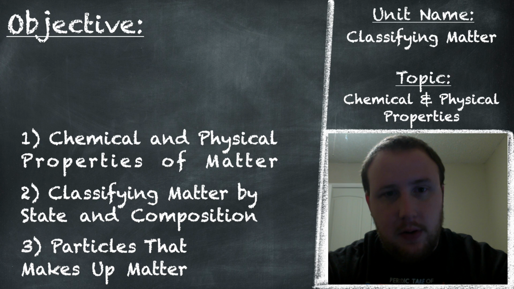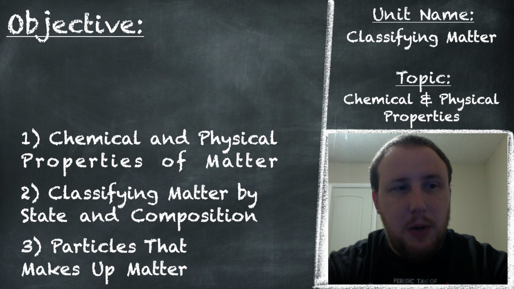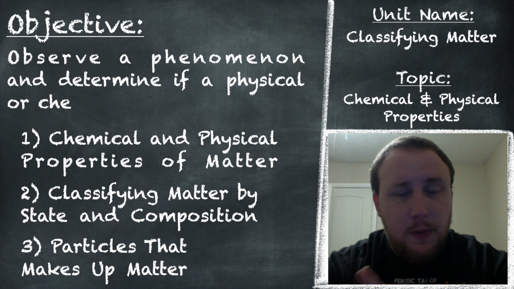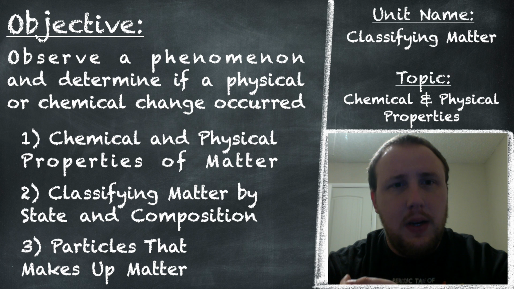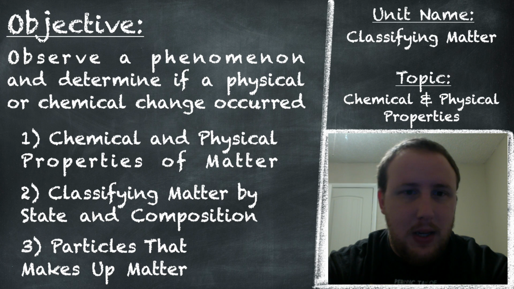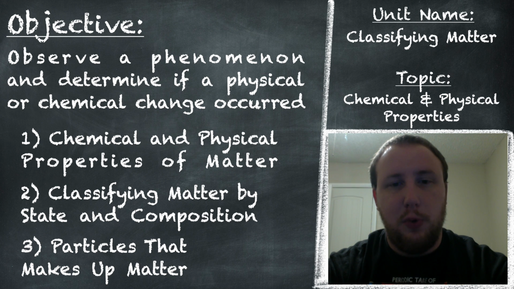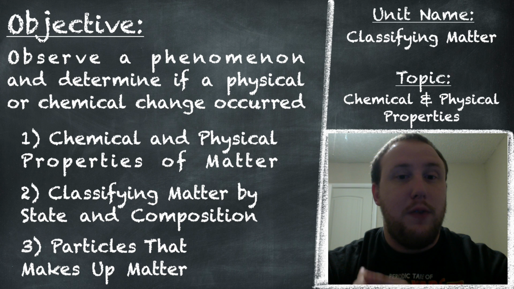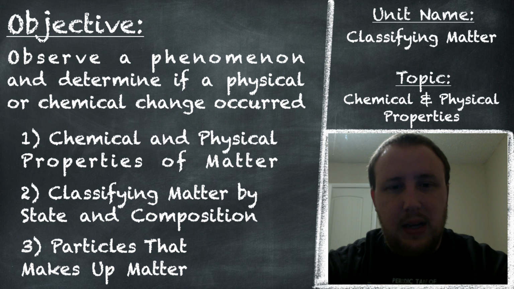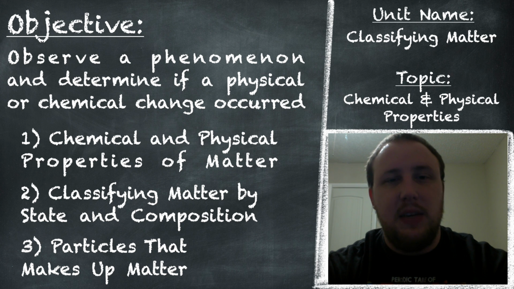What is matter and the physical and chemical properties that influence them? If I'm going to sum up what we're going to do today, our objective is to be able to observe a phenomenon or an action and determine if it is a chemical or physical property or a chemical or physical change. In saying that, let's dive into our lesson and see what we can learn.